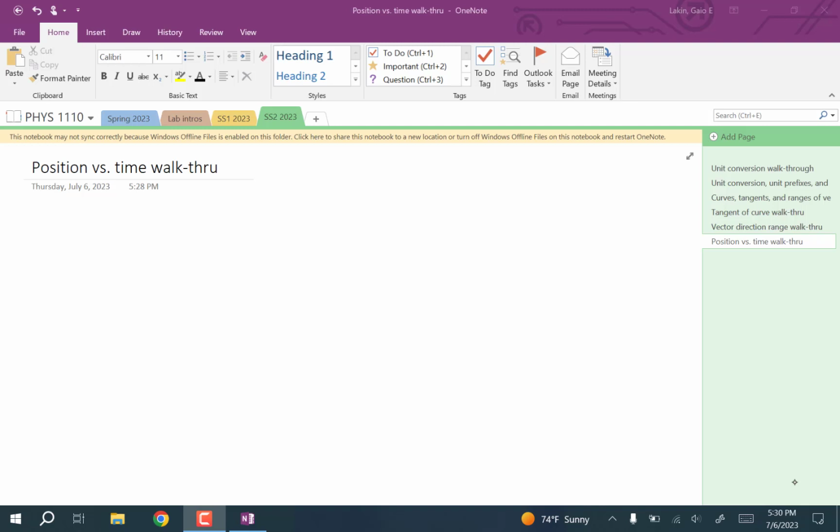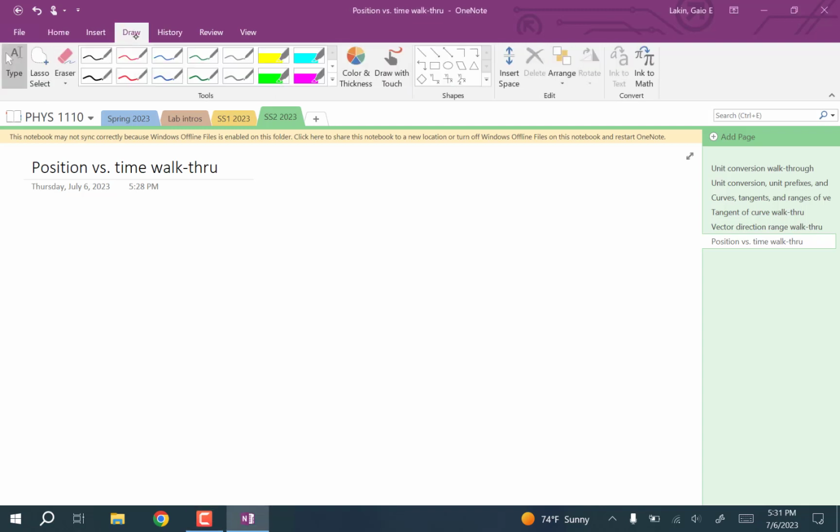Okay, this is a walkthrough of the type of problem where a motion is described and you're told what your zero position and your positive direction and your zero time instant are, and you're asked to draw a position versus time graph of the motion.